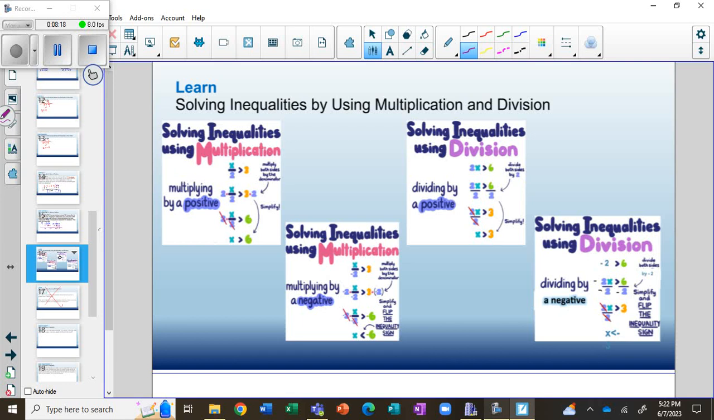The second part of our lesson is dealing with multiplication and division. So when you are multiplying or you're dividing by a positive number, the symbol stays the same. But if you divide or multiply by a negative number on both sides, then you have to remember to flip the symbol. So in these bottom two boxes, you have to remember to flip the symbol when you multiply or divide by a negative number.